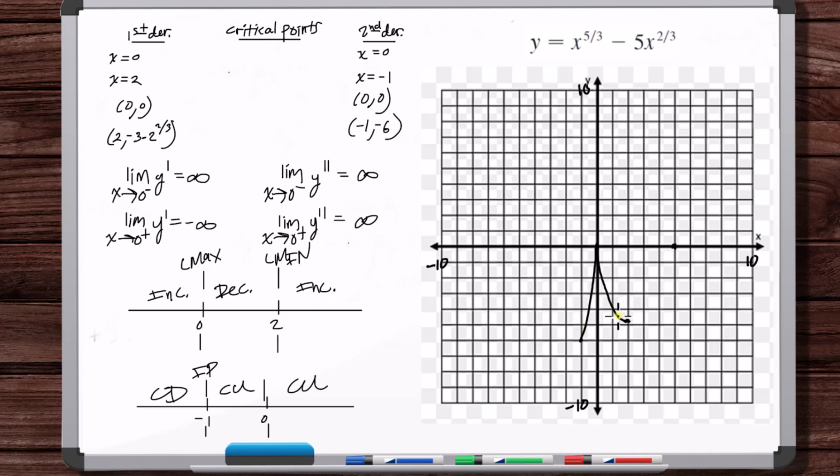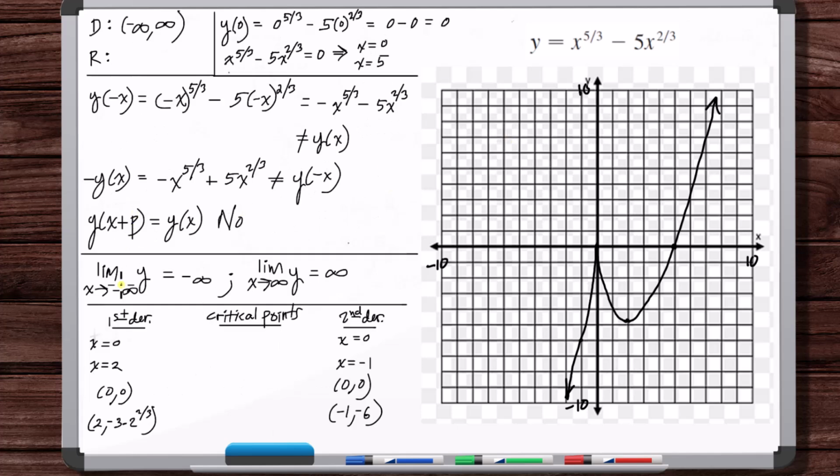Based on drawing this, to the left of x equals 0 we're concave up, and to the right we're also concave up, all the way to infinity. And then here, we're concave up, but then we have an inflection point and we switch to concave down, like that. So as x approaches negative infinity, the function goes to negative infinity. As x approaches positive infinity, the function goes to positive infinity. There's no symmetry. We've got the x-intercepts at x equals 0 and x equals 5, and there's only that one y-intercept at x equals 0.